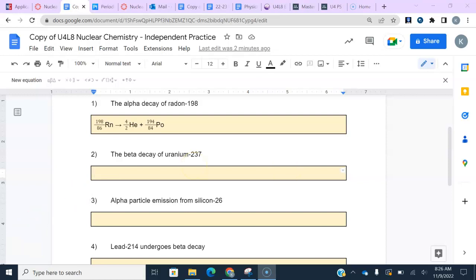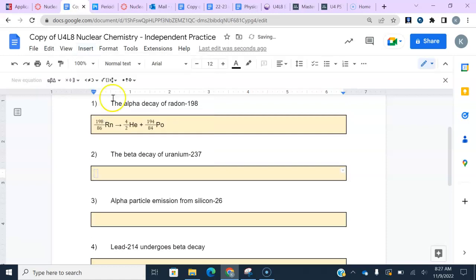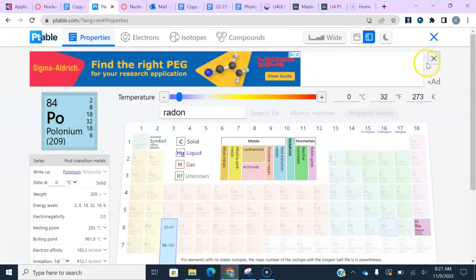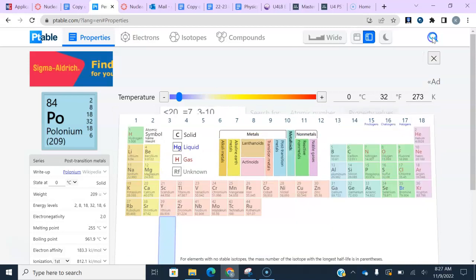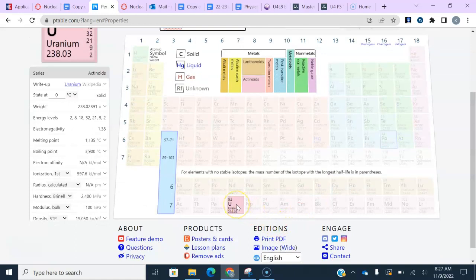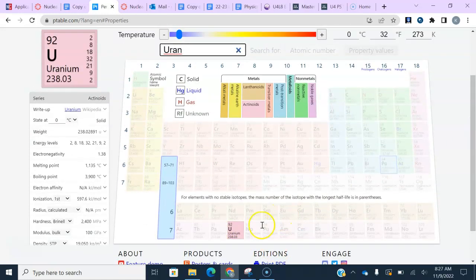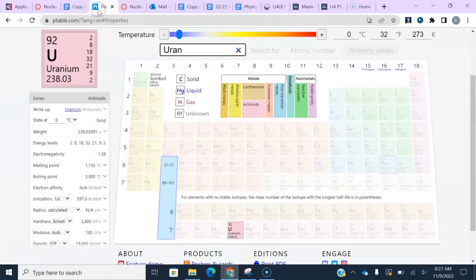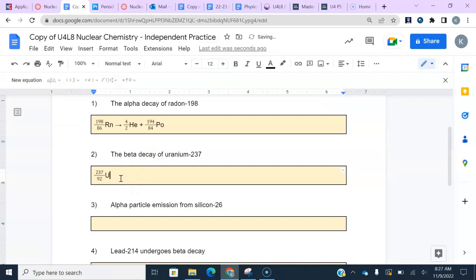We've got uranium-237. We're going to start with what we know. We're going to insert our equation. We need a fraction so we can do our nuclide symbol. We have 237 as our atomic mass. Let's go to our table and find uranium. Uranium is down here. It has an atomic number of 92, so we'll put a 92. Its nuclear symbol is U, so we'll just do a U.